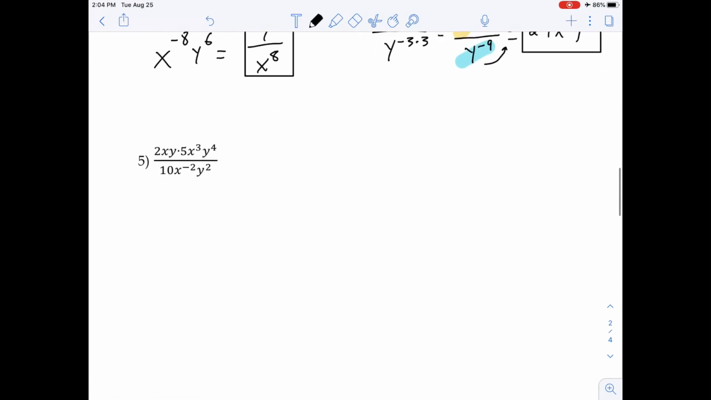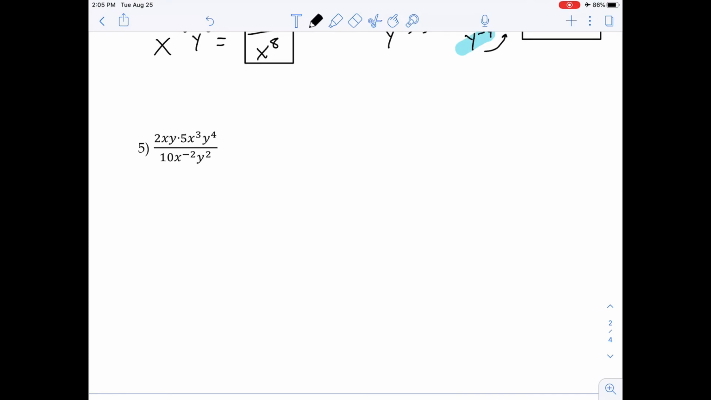All right, so let's go ahead and start looking at the last one here. So we've got a lot going on. You can see in the top we have all this multiplication, same thing in the bottom, and then we're going to need to divide. So now you have options here. Some students are going to use the quotient rule and start subtracting the exponents. What I like to do is simplify the numerator as much as possible, simplify the denominator as much as possible, and then start looking to do the actual quotient rule.